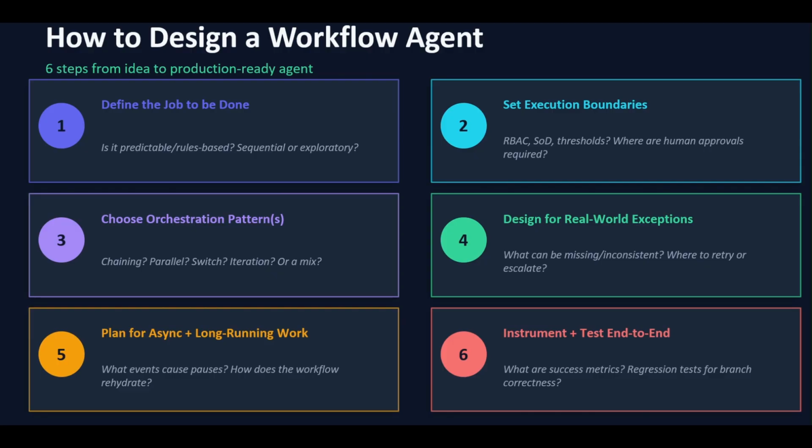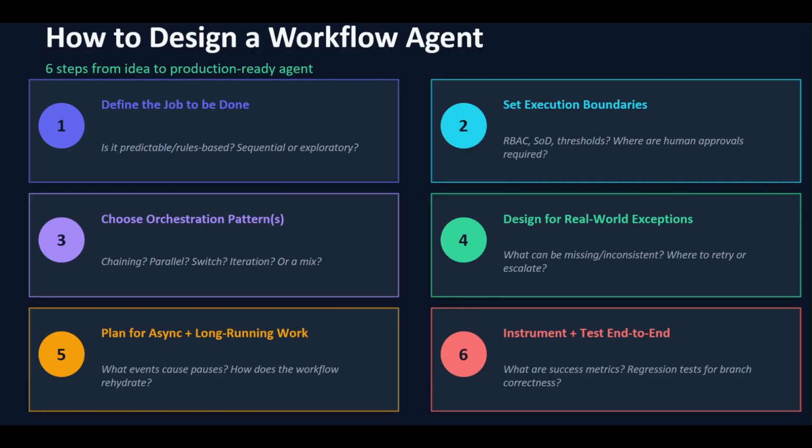Step three is choose your orchestration pattern. Is this a straight line, step by step, one after another, or do we need to do something in parallel? Do we need different routing based on different conditions? We'll cover these patterns in detail in the next episodes, but at design time, we need to sketch this out first.